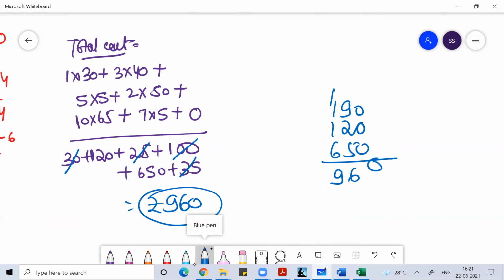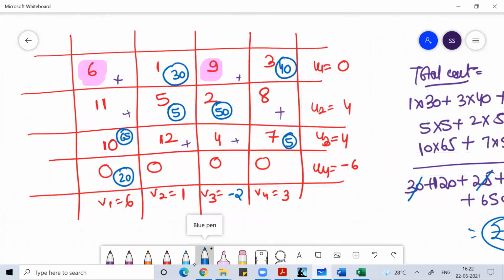Clear? Guys, everyone understood this? Anyone, any doubt? Everyone clear with this? Any doubt, anyone?